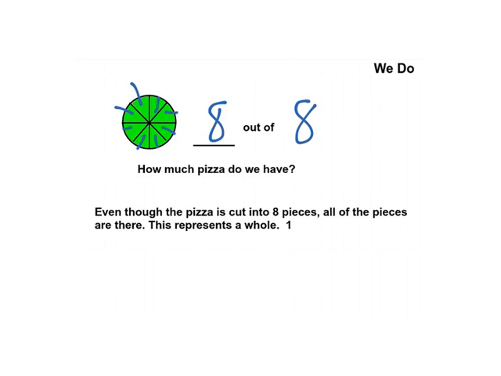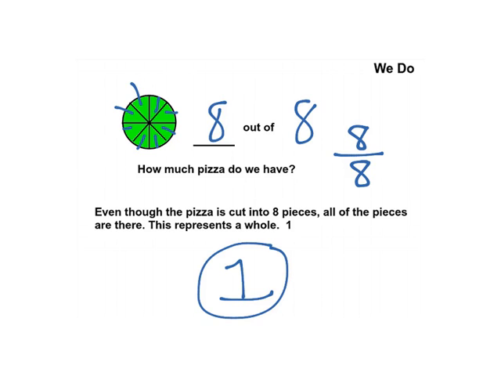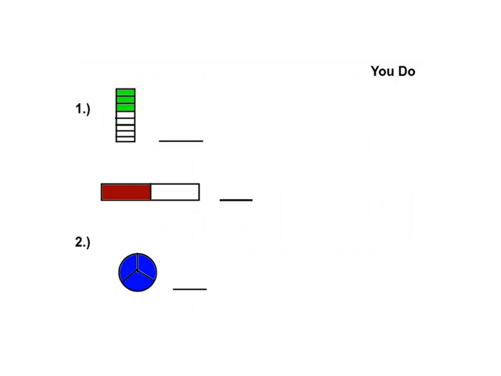How many pieces do I have? The question is the numerator, 8. How many pieces in all? 8. Well, if I take a look at this picture, I see all the pieces are shaded in. So I have all the pieces. So that means I have the whole thing. I have one pizza. Whenever you see a number over itself, you know that it equals 1 because I have all of the pieces.